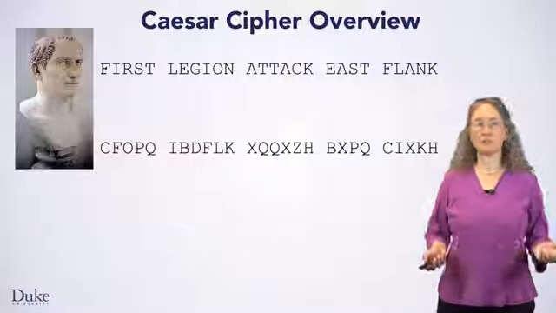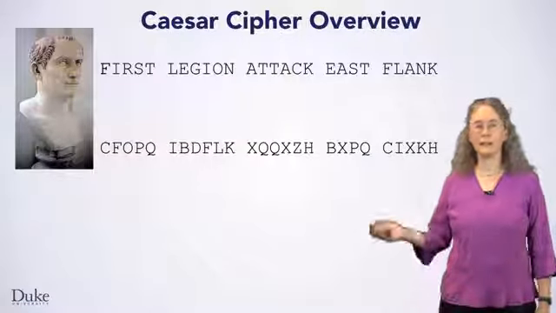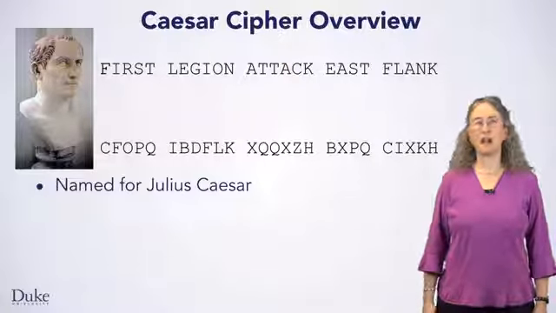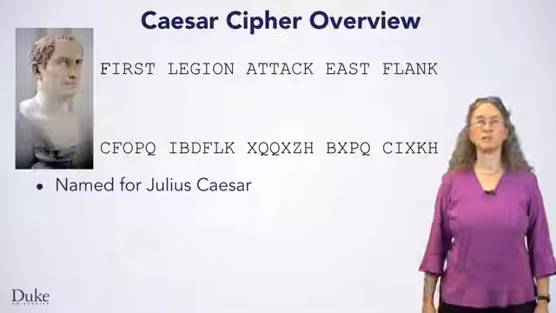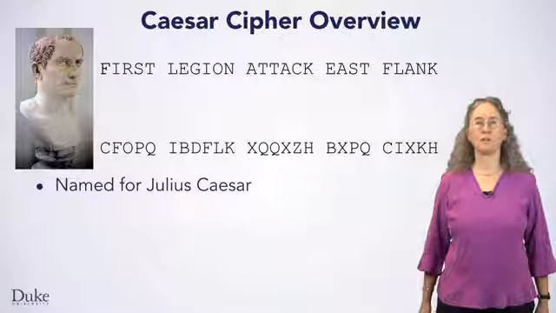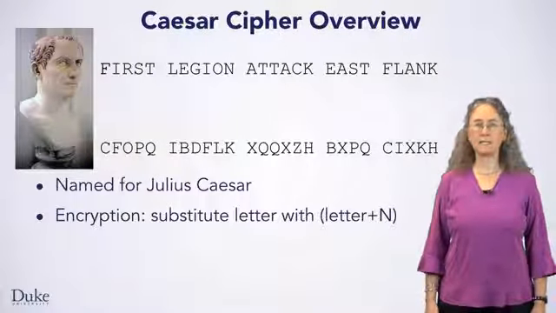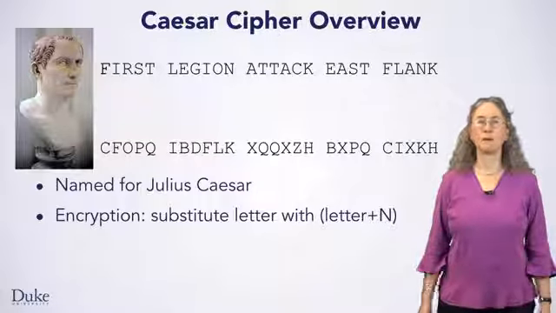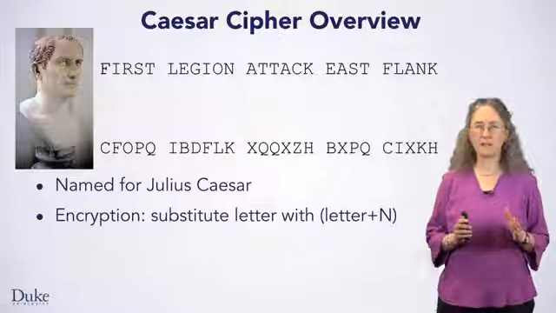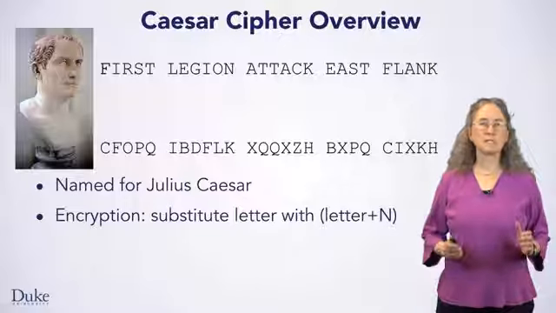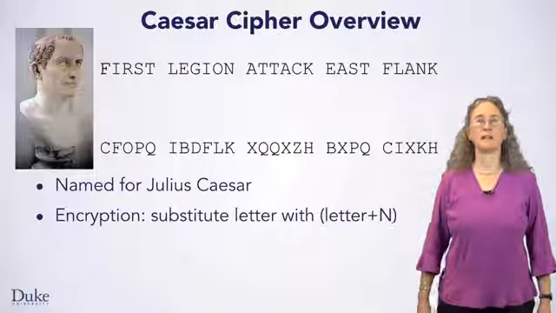You don't want your enemies to know your plan, even if they intercept this message. So you encrypt it with your cipher, as shown on the second line. The Caesar cipher algorithm is named for Julius Caesar, the famous Roman emperor who used it. The basic idea of this algorithm is to substitute each letter with the letter obtained by shifting the alphabet by a fixed amount, that is, a specific number of letters later in the alphabet.